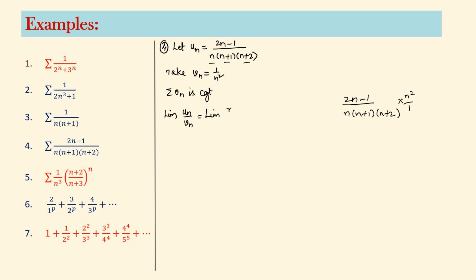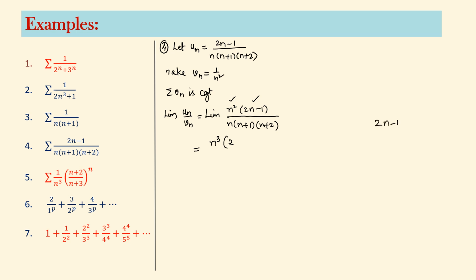So this can be written as n square into (2n minus 1) by n(n plus 1)(n plus 2). Taking highest powers common, in the numerator already n square is there, from this we will take n common, then this becomes n cube into, if you take n common from 2n minus 1, this will be 2 minus 1 by n.